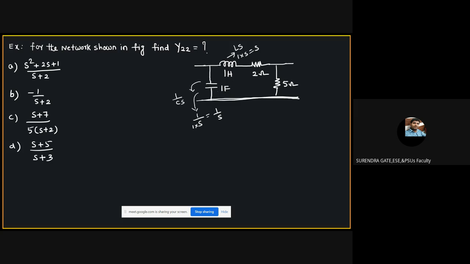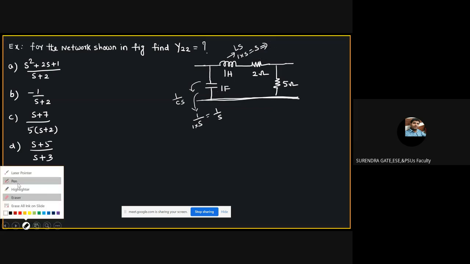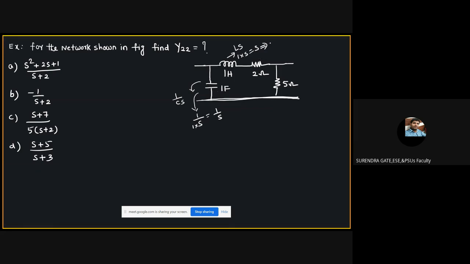This is the reactance, students. But you want Y parameters, meaning admittance. Then what is the admittance of this one? The admittance we can write is 1 by s. This is impedance, but I want to convert it to admittance, 1 by s. Then this is the impedance, but I want to convert it to admittance. Admittance equal to s. Understand?